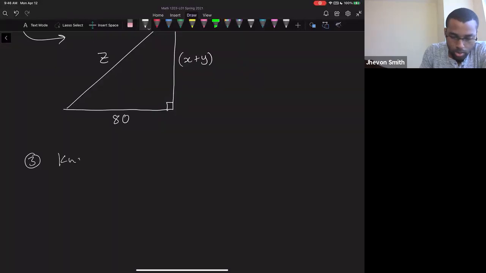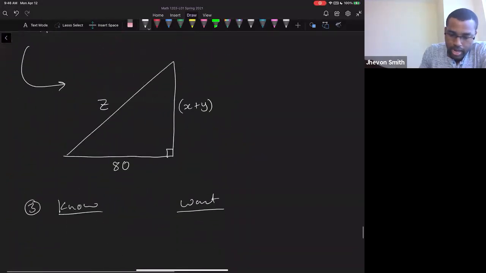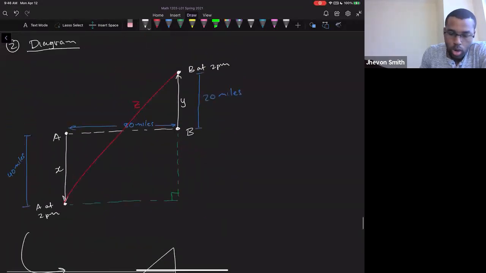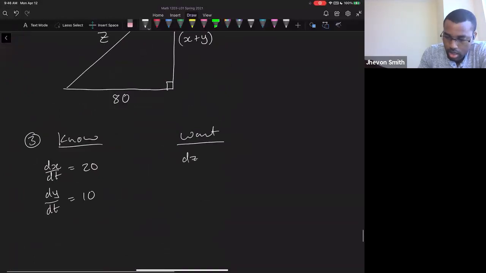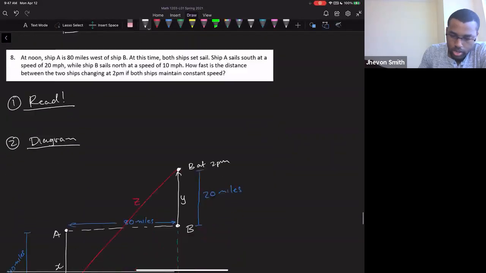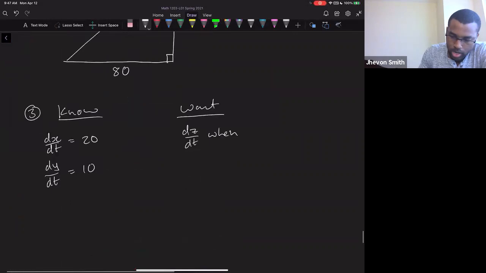Step 3. What do we know? What do we want? I know how X is changing. We know that dx/dt is 20. We know that dy/dt is 10. We want dz/dt when, at 2 p.m. Right, so that's when our X is 40 and our Y is 20.